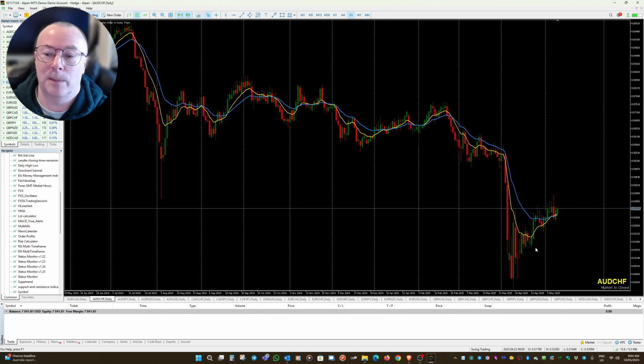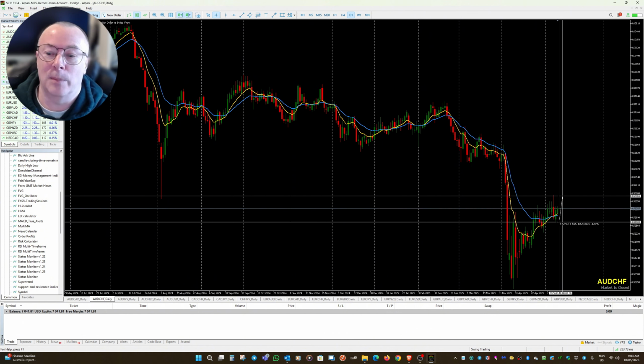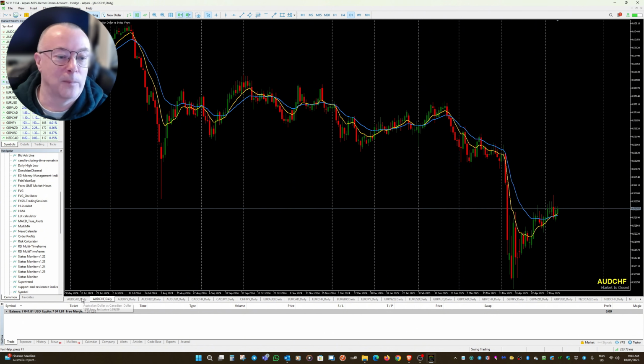Here's another setup. We've got the Aussie Swiss franc has just crossed over the EMAs. We've had a pullback to the EMAs and then a close above. I would probably like to see one more green candle close above these, possibly up around this area or higher. So maybe watch that one for another day, but that would give us about a 100 pip stop loss.